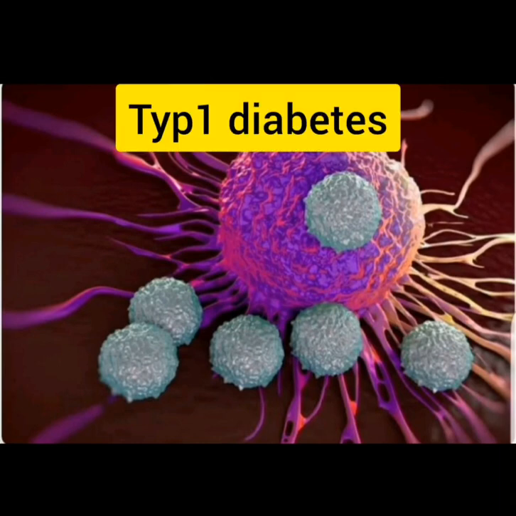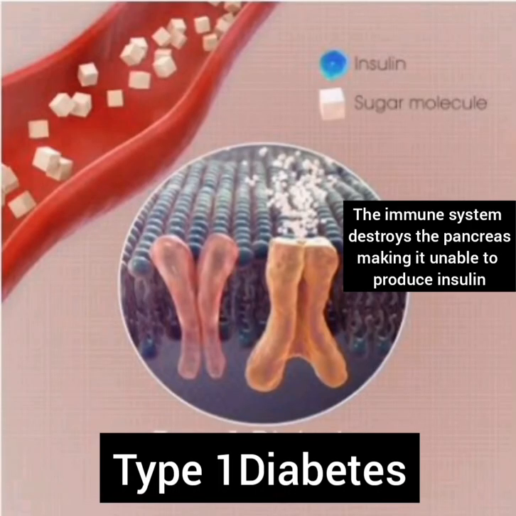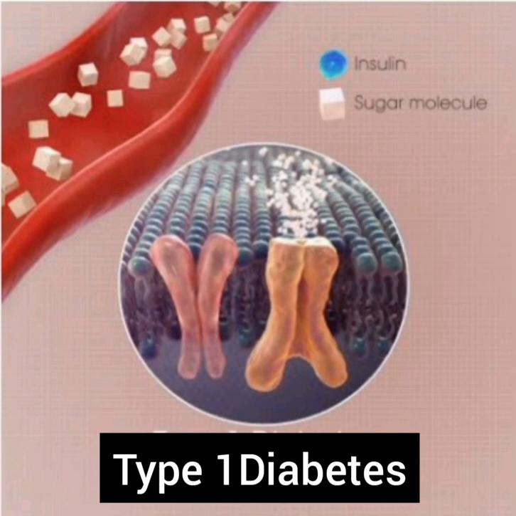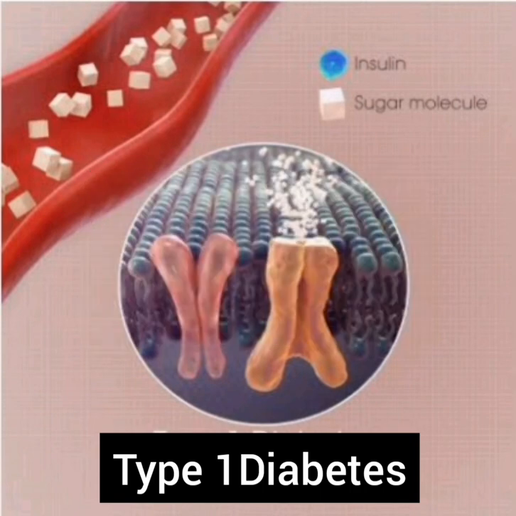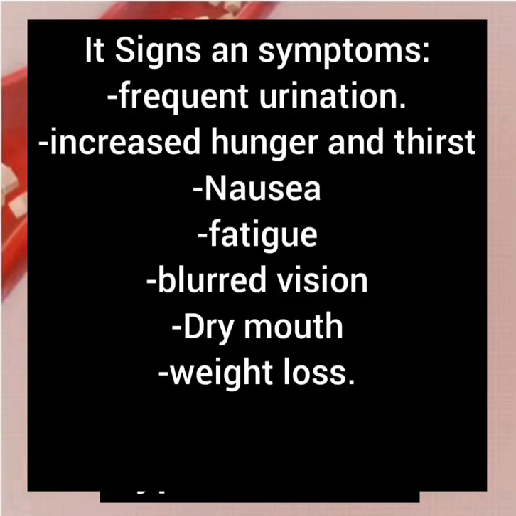Type 1 diabetes. This type of diabetes is autoimmune. The immune system attacks and destroys insulin-producing cells in the pancreas for an unknown reason. It is mostly diagnosed in children, although it can develop at any age. It is characterized by a rapid and sudden display of its signs and symptoms. Its signs include frequent urination, increased hunger and thirst, nausea, fatigue, blurred vision, dry mouth and weight loss.